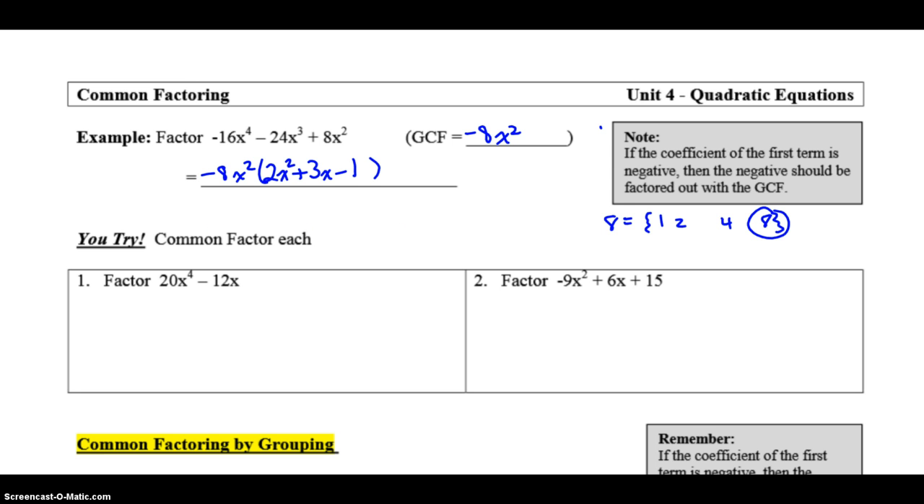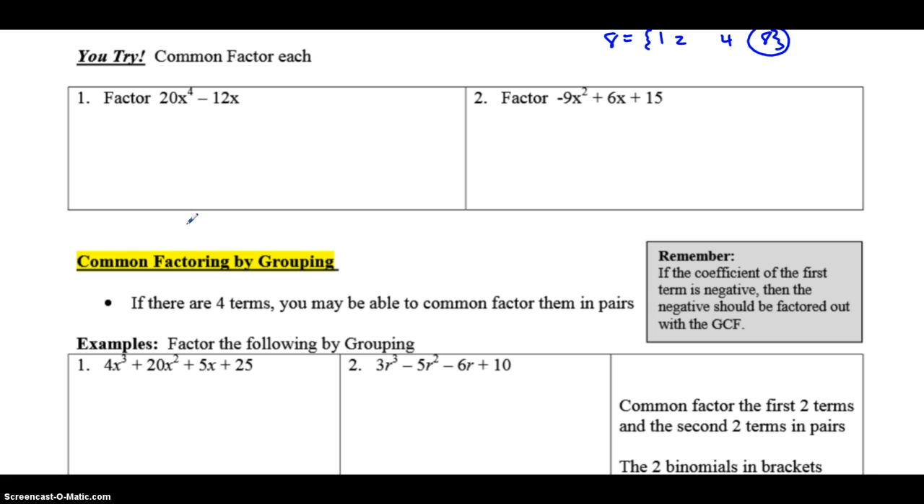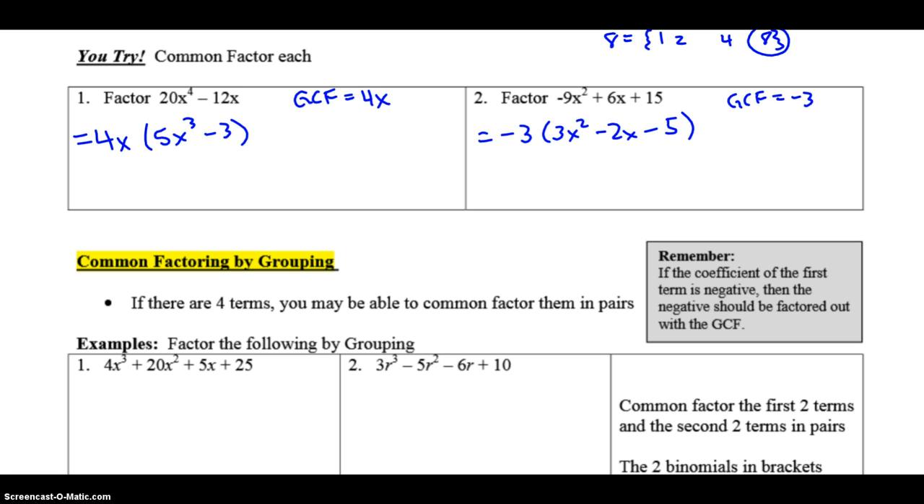So here's 2 below. I want you to try question 1 and 2. You've got to pause the video, try them on your own, notice the negative in the second one, and then unpause to check your answer. So pause now, please. All right, here we are back at it.